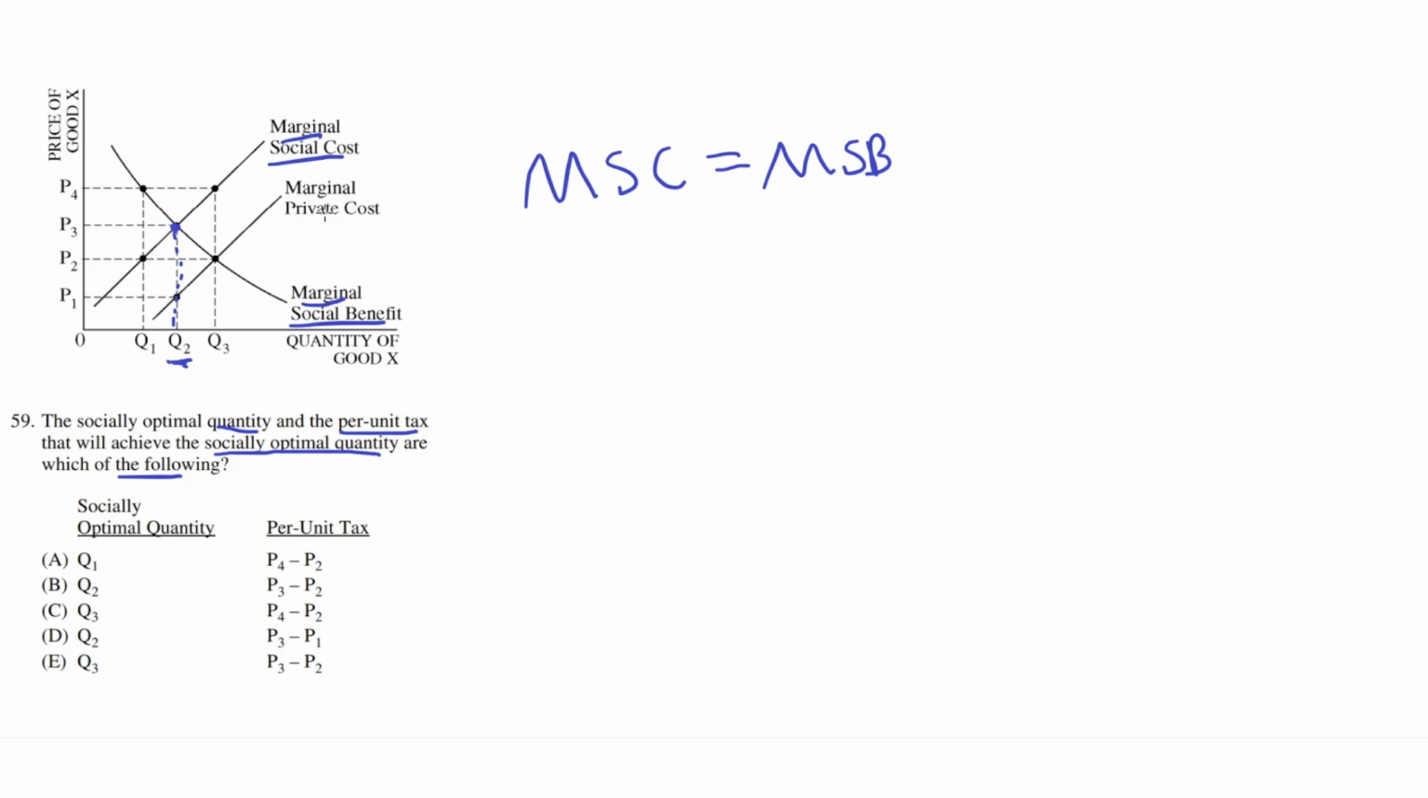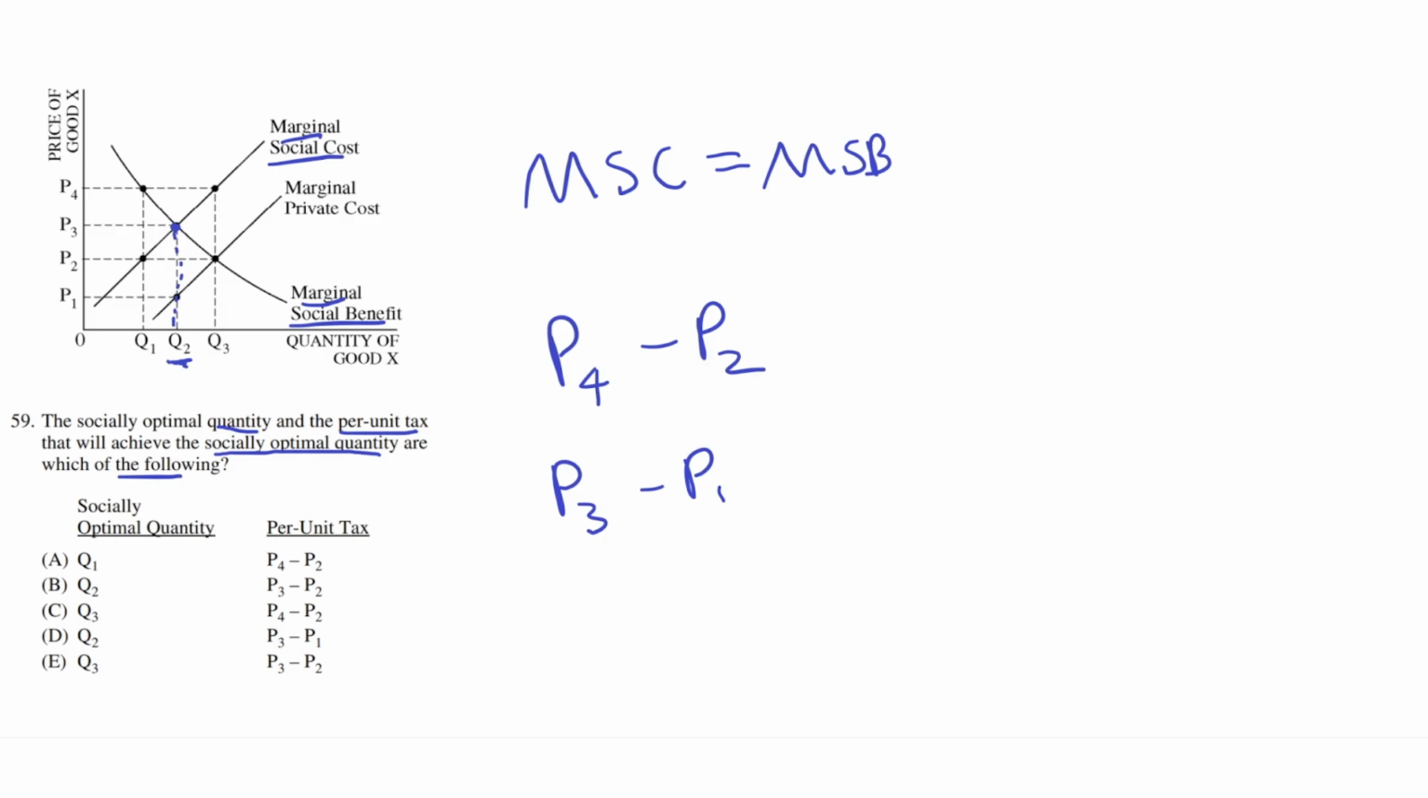Now, the government wants to reduce the negative externality by implementing a per unit tax. So we want to shift this marginal private cost to the left, and the value of that tax should be equal to the height between these two curves, or the difference between these two curves. So looking at that, that could be P4 minus P2, or P3 minus P1. Those are the only two options in this case. These are both the same taxes.